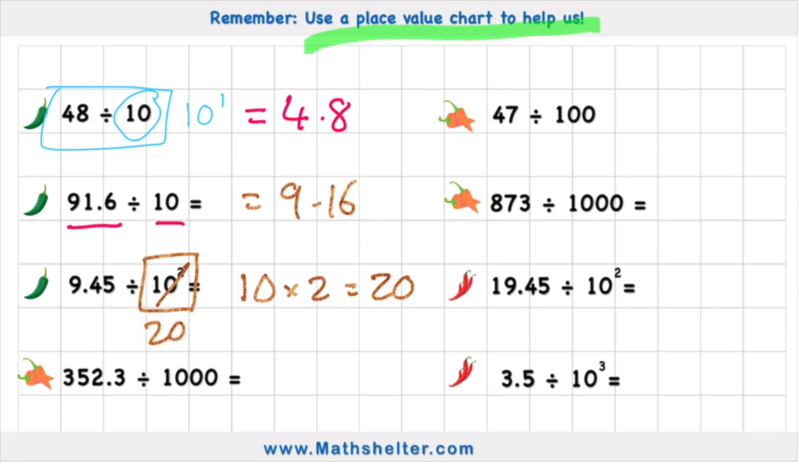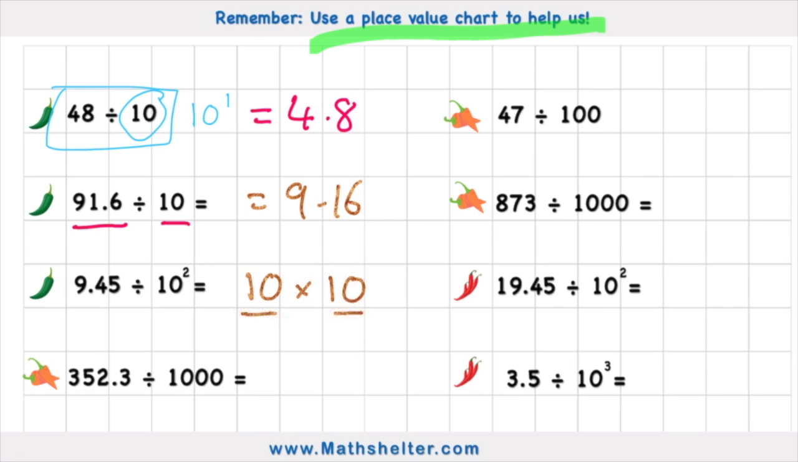That would be wrong. 10 to the power of 2 means that we have 10 multiplied by 10, or in other words, 2 tens multiplied together. So if we think about it, if it was 10 to the power of 3, I would have 3 tens multiplied together, and 10 to the power of 4, 4 tens, etc., etc. So 10 to the power of 2 is 10 times 10, which equals 100. So my question is actually 9.45 divided by 100.